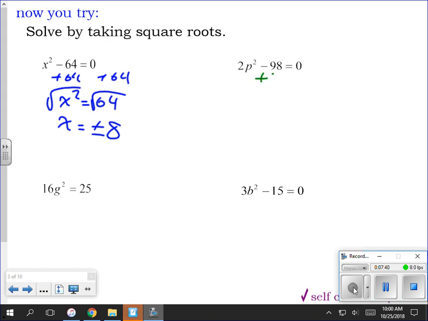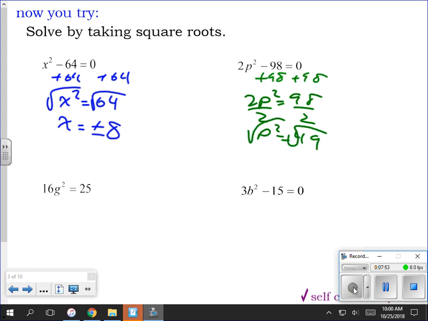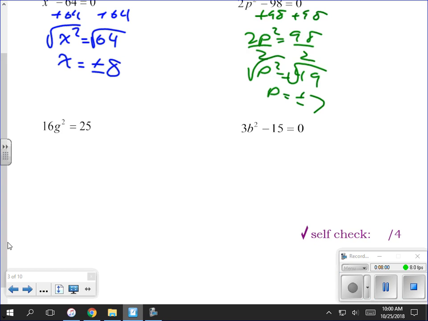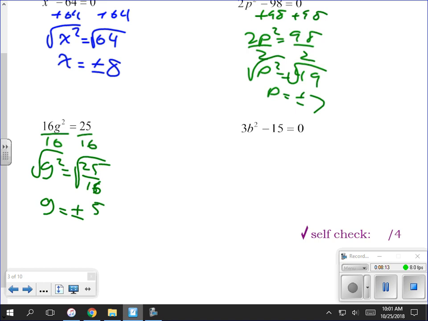Next one, add 98 to both sides. 2p squared is equal to 98. Divide both sides by 2. P squared is equal to 49. Square root both sides. P equals plus or minus 7. Okay, this one here, divide both sides by 16. G squared is equal to 25 over 16. Square root both sides. G equals plus or minus 5 fourths.